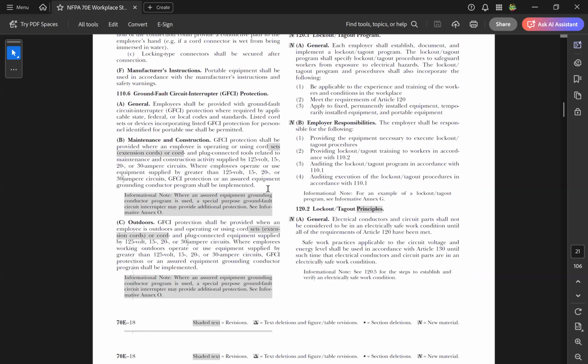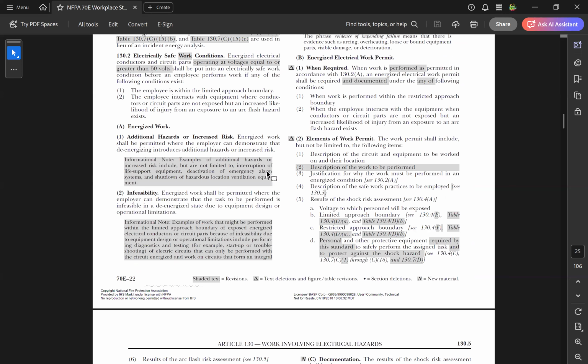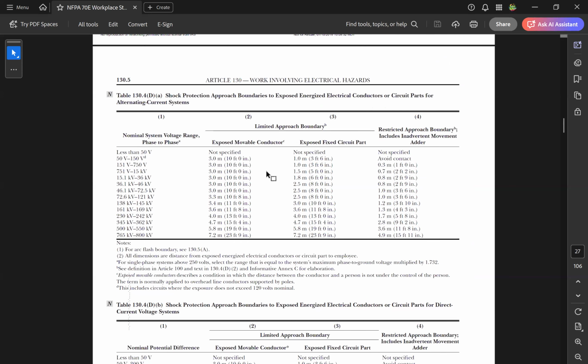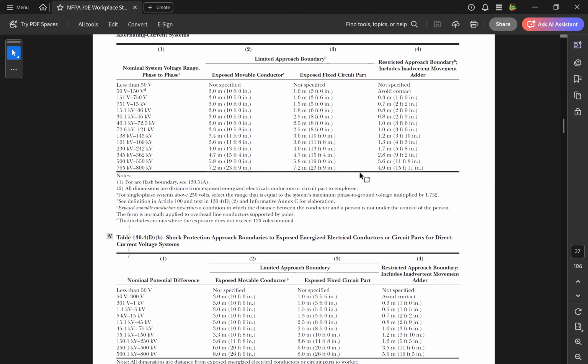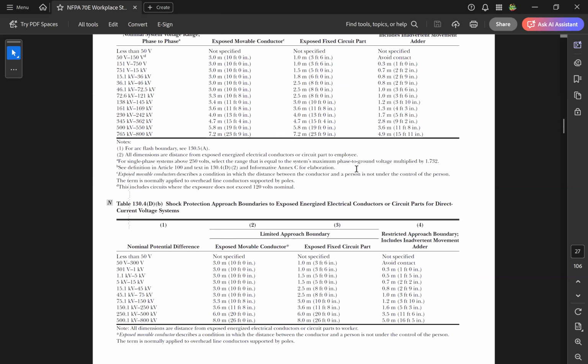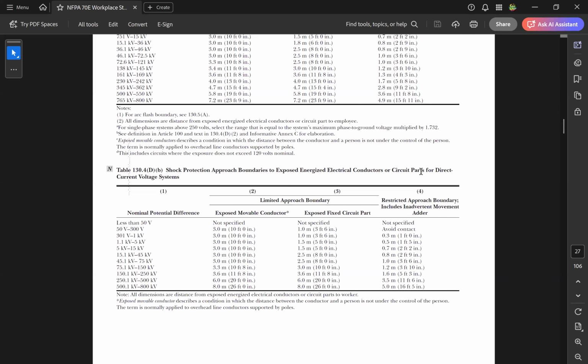So we're going to go down and look at limited approach and restricted approach boundaries. You'll find this in Article 130, Table 130.4(D)(a), which covers shock protection for AC, alternating current systems. And then there's 130.4(D)(b), which covers direct current voltage systems, so your DC systems.